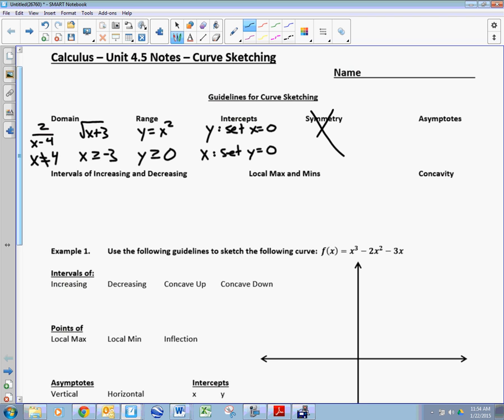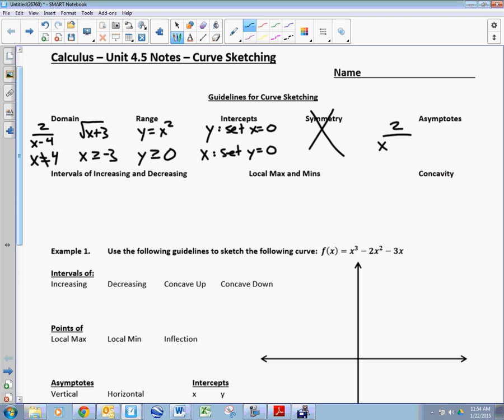Symmetry, we don't really talk about too much. That is something that we talked about in pre-calculus, but I don't come across too many times where people in calculus really say, oh yeah, this is symmetrical, so I'll do this. They generally recognize it on their own.